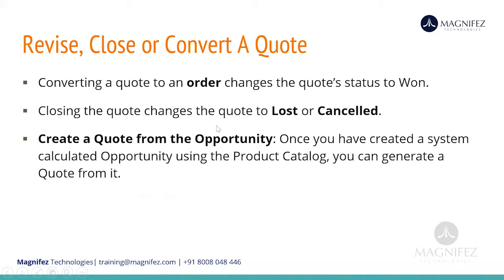Whenever customers are asking for changes, we'll revise the code. Whenever we win the deal or lose the deal, we'll close the code. So we can close it as won or lost, just like an opportunity. Then once you close the code as won, we are basically going to create an order from the opportunity. That means business is done.